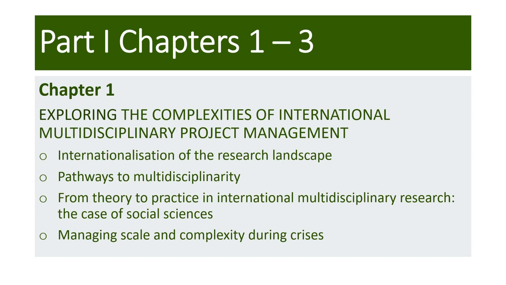The guide is structured in two parts. The first part contains 3 substantive chapters that present an overview of the development of international multidisciplinary research projects and the process of managing them. The first chapter documents the ways in which the research landscape has become internationalized in the post-war period, while exploring different pathways to multidisciplinarity. It also looks at the development from theory to practice in international multidisciplinary research, specifically in the case of social sciences, before setting the scaling up of these twin developments in the wider context of enduring global crises.